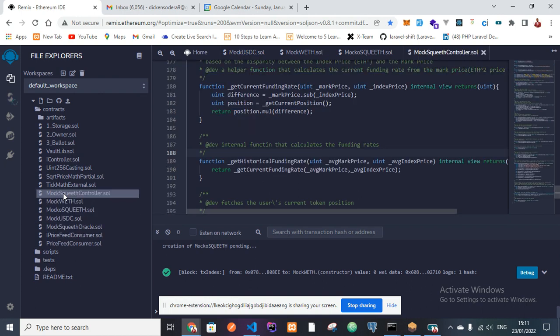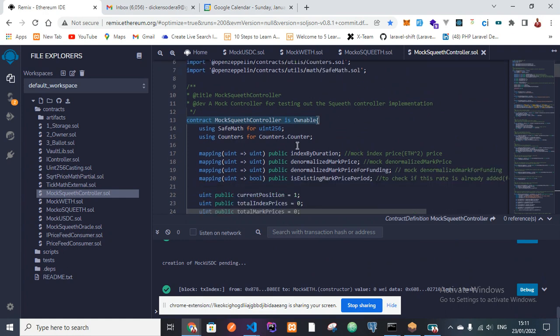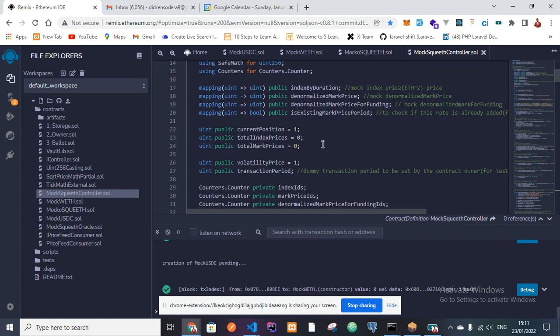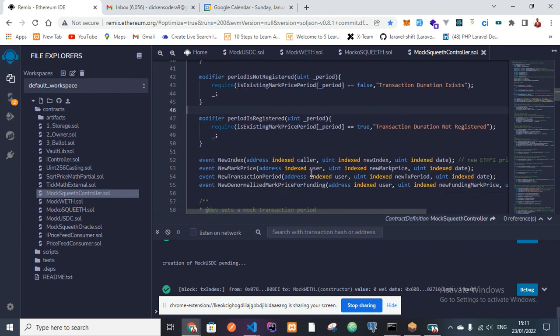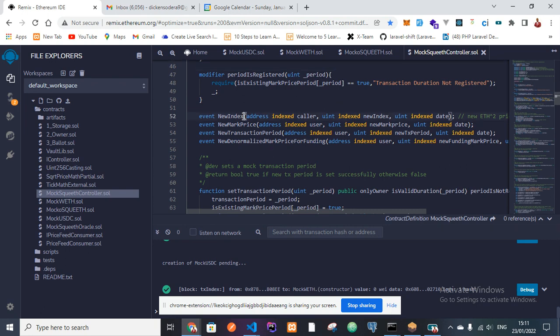So then I'll head over, and this is a mock controller I just created. I borrowed some functions from the Opyn protocol. So the new index is the square rooted ETH price. Then the mark price is the index is the ETH squared price. Then the mark price is the square rooted ETH price. Then transaction period, the nominal is mark price for funding.